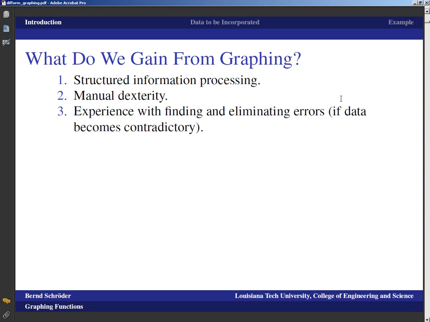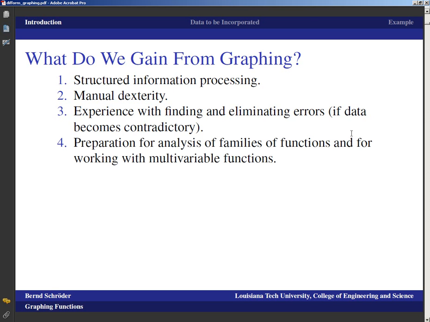Finally, then, or not finally, but next, as we're going through a fairly complicated but structured process, you also gain experience with finding and eliminating errors if your data becomes contradictory. Of course, the ideal situation is you don't make mistakes and you get things right, but if things become contradictory, that's when you learn how to troubleshoot, and that's a very important skill to also have in the workplace. And how do you troubleshoot? Well, you've got to be familiar with the process, and once you are familiar with the process, you develop an idea as to where things could go wrong.